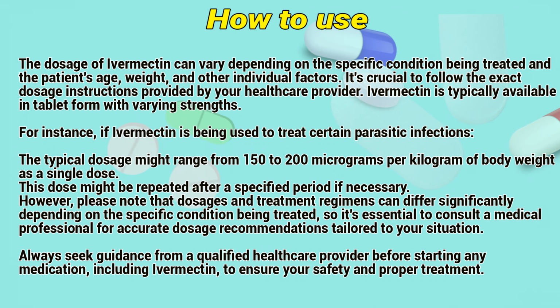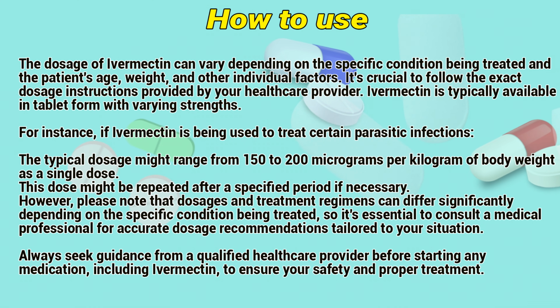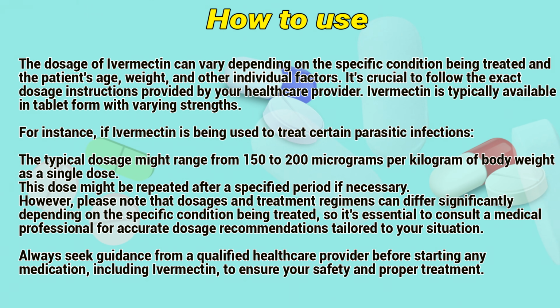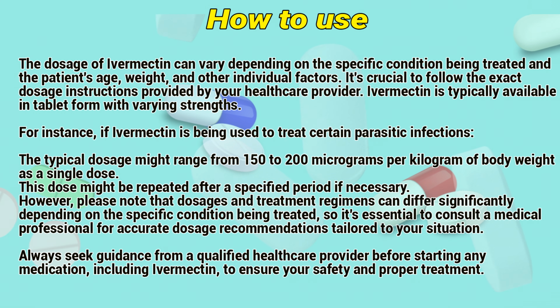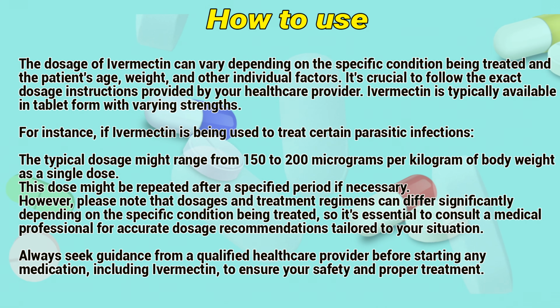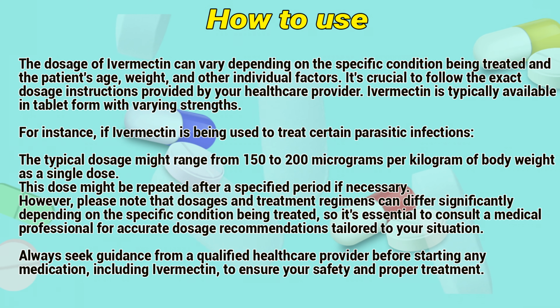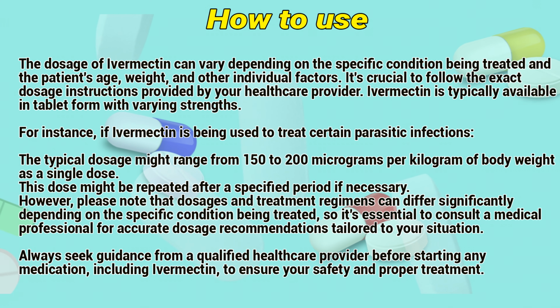For instance, if ivermectin is being used to treat certain parasitic infections, the typical dosage might range from 150 to 200 micrograms per kilogram of body weight as a single dose. This dose might be repeated after a specified period if necessary. However, please note that dosages and treatment regimens can differ significantly depending on the specific condition being treated, so it's essential to consult a medical professional for an accurate dosage recommendation tailored to your situation.